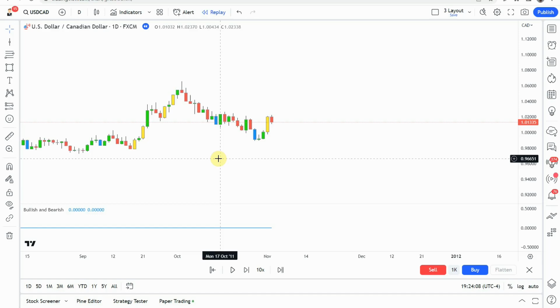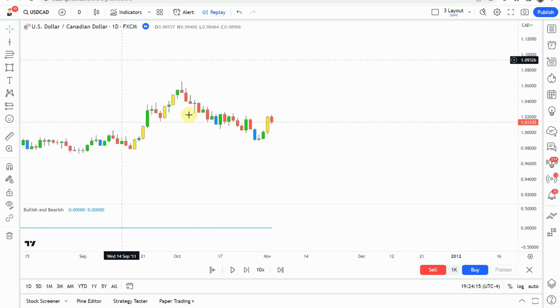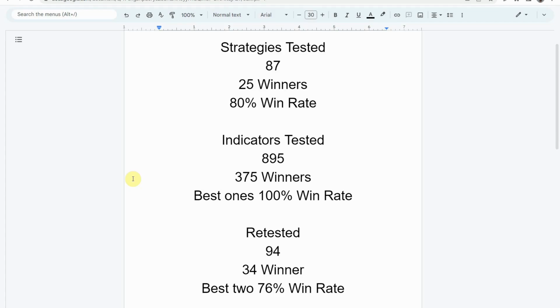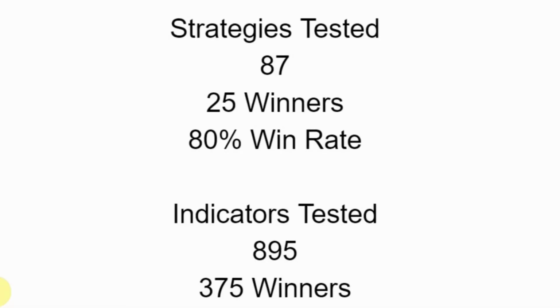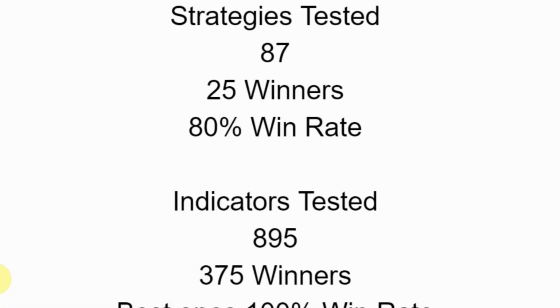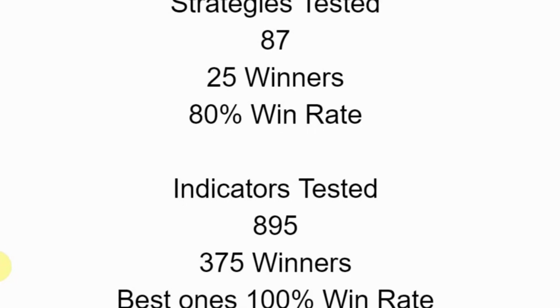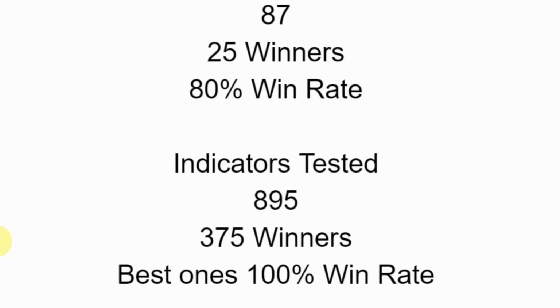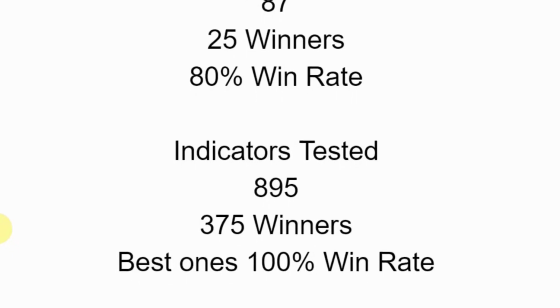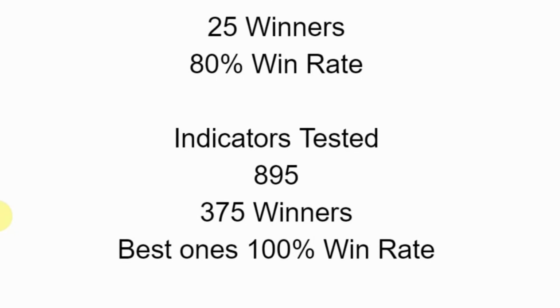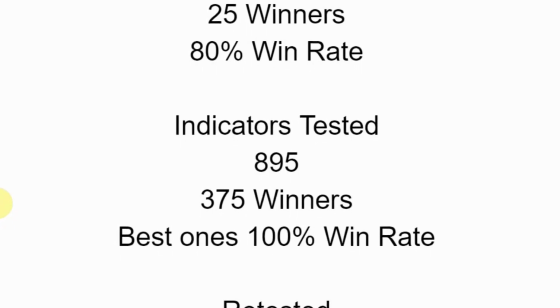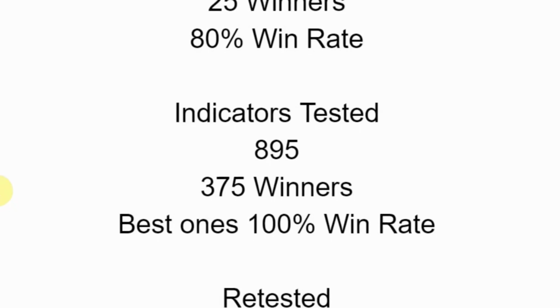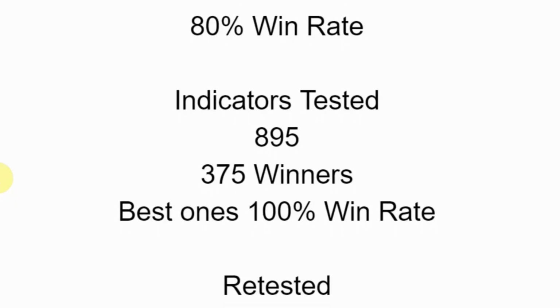Alright, as I said, today we will be looking at an advanced testing of the bullish and bearish indicator. Before we do though, I wanted to put the testing scoreboard up for everyone to see. So to date, we have tested a total of 87 different strategies, with 25 of them being winners. The best one so far was able to achieve an 80% win rate. We've also tested a total of 895 indicators with 375 winners. The best ones so far were able to achieve a 100% win rate.